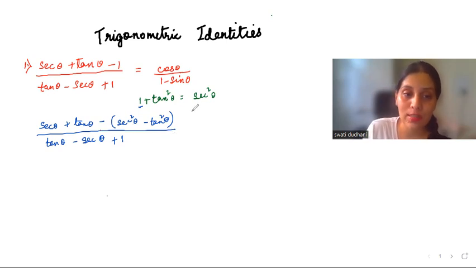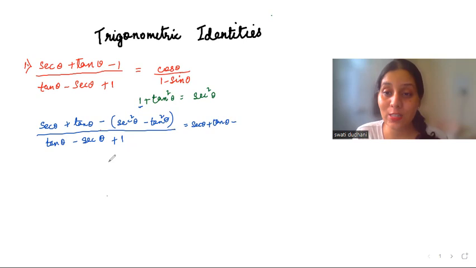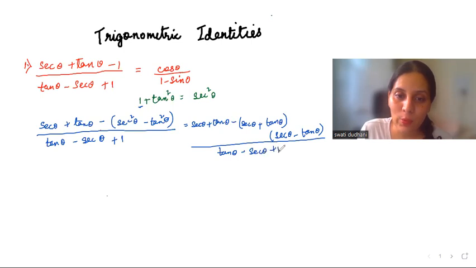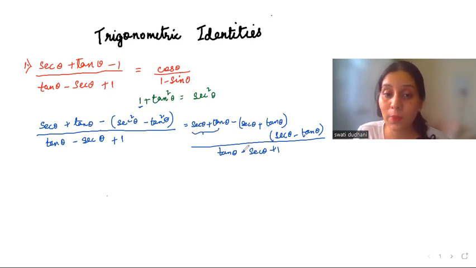Now, why did I do this? Here we see secant theta plus tan theta minus, now this bracket is in the form of a square minus b square, which is a plus b into a minus b, whole by the denominator, tan theta minus secant theta plus 1. Now, why did I write this? If we observe the first term and the second term, what is common? Secant theta plus tan theta is common in both the terms.